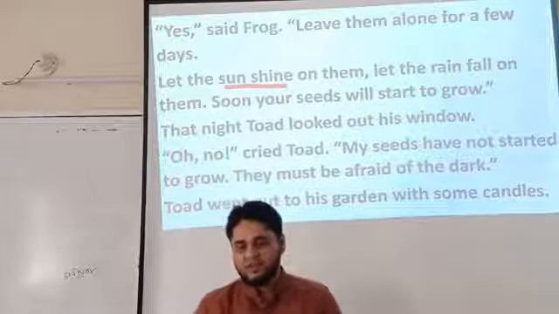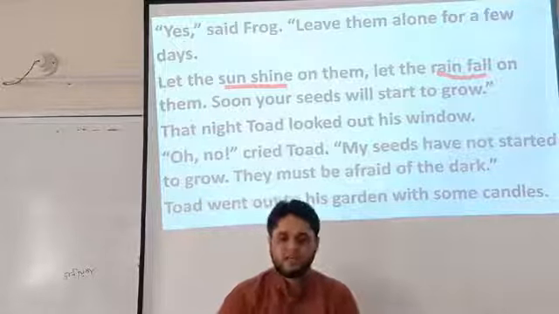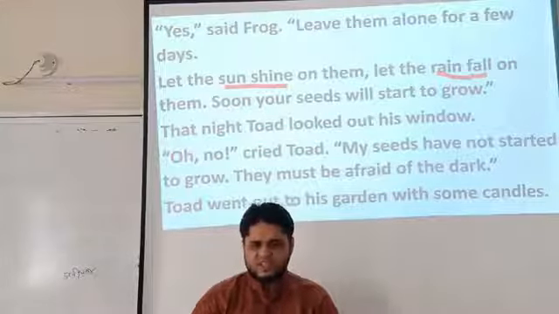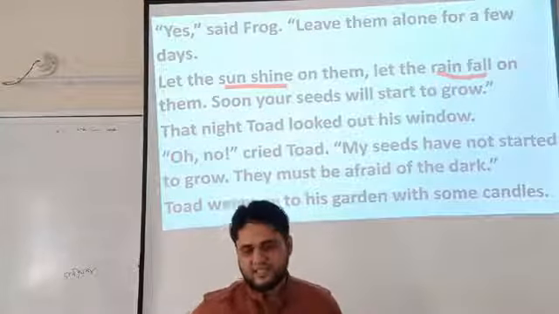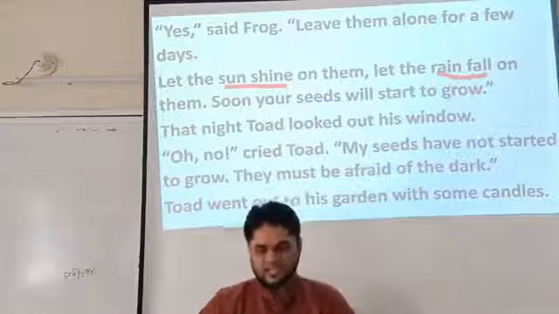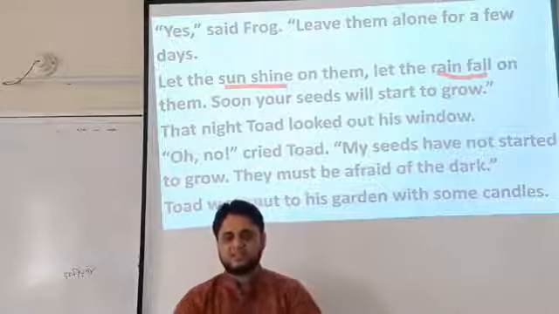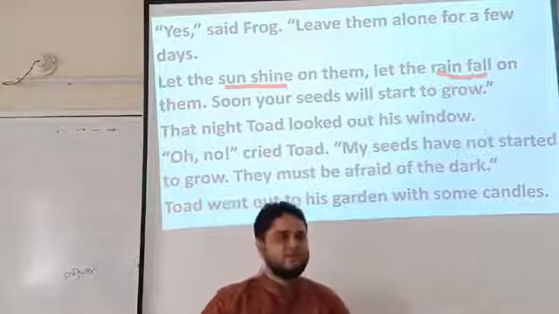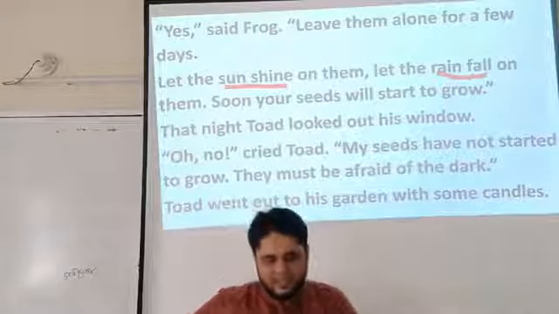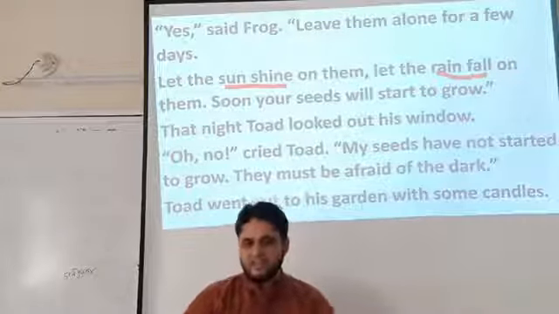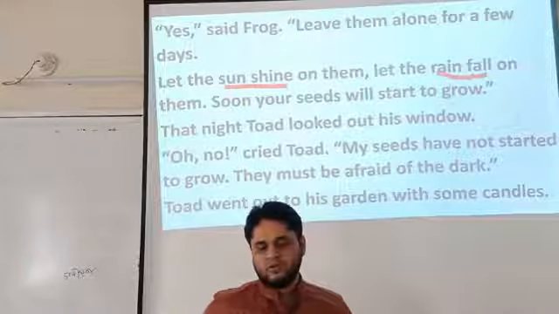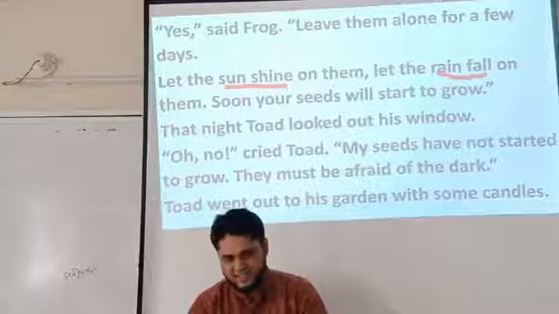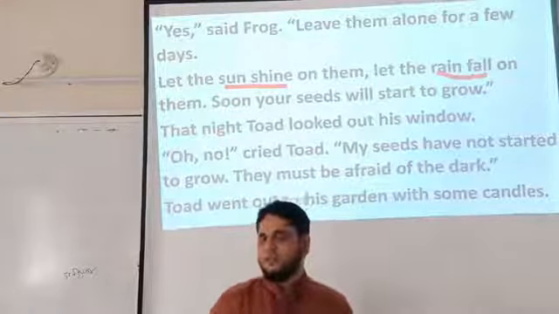Let the rain fall on them. Soon your seeds will start to grow. Frog gives his best friend a lot of advice so that he can have a nice garden quickly. In these sentences, we can learn that he advised his best friend to leave his seeds alone for a few days, two, three days, and let the sun shine on them. Let the rain fall on them. Soon your seeds will start to grow, and that's why at last he may get a nice garden like Frog if he follows these instructions.